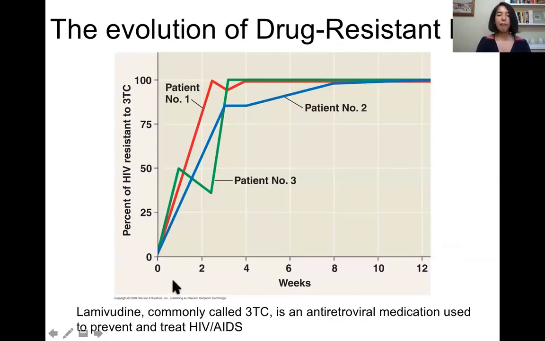In this graph, you have the x-axis here, and you have weeks, so from 0 to 12 weeks. In the y-axis, we have percent of HIV resistant to 3-TC. That's a drug. That's antiretroviral medication. So that means that you're going to kill this virus. And it's used in patients with this disease. What you can see is that the resistance, the virus, so this is measuring 3 different patients and how rapidly the virus gains resistance.